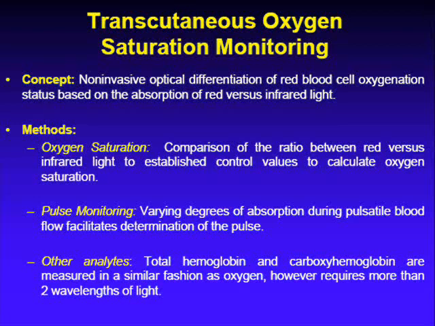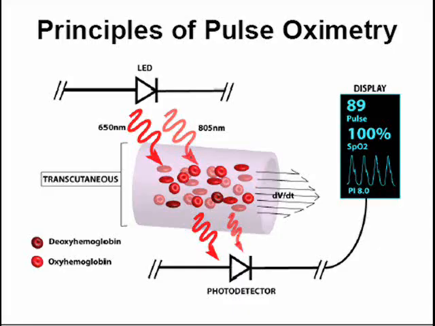This is very useful, as the name implies. It can allow you to monitor oxygen saturation, but also the pulse, your heart rate. With newer technologies, there are other analytes that are measurable, including hemoglobin and carboxyhemoglobin, as well as methemoglobin. However, this goes beyond the 2 wavelengths of light, which actually, as I will mention later, uses 12 wavelengths.